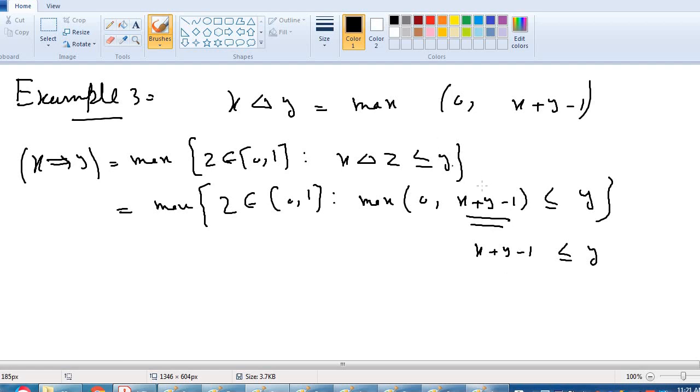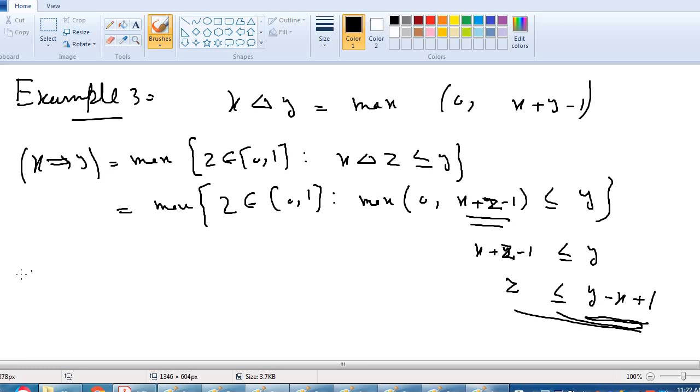Oh sorry, if we apply x delta z, then it will be x plus z minus 1. So x plus z minus 1 is less than or equal to y. We find the value of z. We get that z is less than or equal to y minus x plus 1. So it means if x is less than y, then our t norm, then our r implication will be y minus x plus 1.